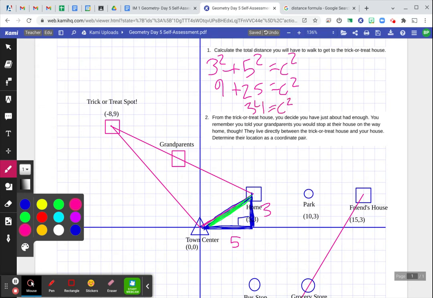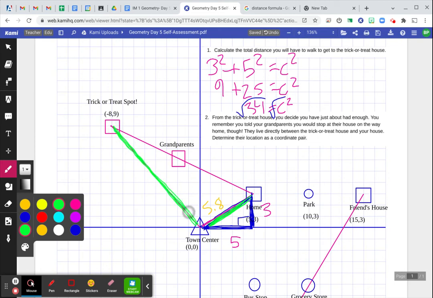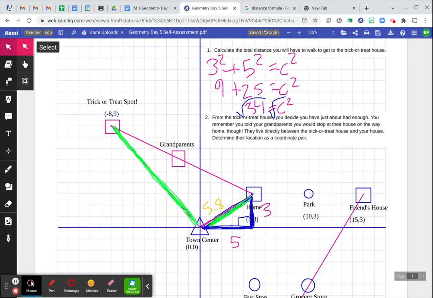And then you're going to have to take the square root of both sides, okay? And the square root of 34 is 5.8 units, all right? So we've walked 5.8 blocks at this point. That's going to be the square root of 34, but that's not our total distance traveled, right? Because we also need to add on this distance that we're about to walk from town center to this trick-or-treat spot, okay?